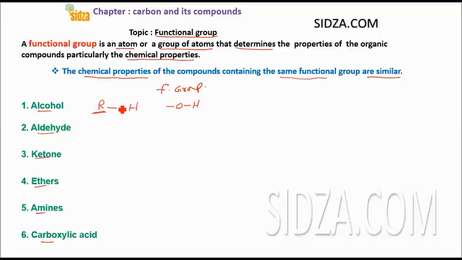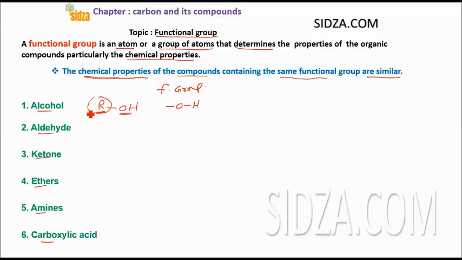the chemical properties of all the alcohols will be similar, right? Because of the OH group. The alkyl group can be different. It can be a 1 carbon, 2 carbon, 3 carbon alkyl chain, but the properties will be the same, right? That's what we mean here, that the chemical properties of compounds containing the same functional group are similar. No matter how long this alkyl chain is, the property of all the alcohols will be similar, the chemical property particularly.